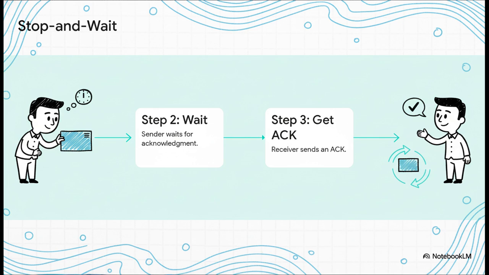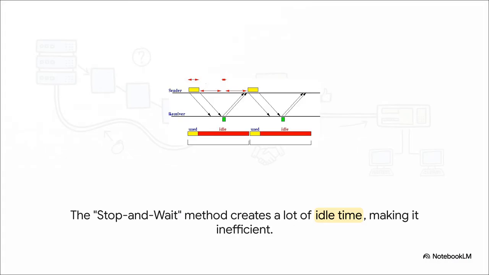Only then will it send the next frame. And this diagram shows us exactly why that's a problem. Look at all that red idle time at the bottom. That is just wasted potential. The entire connection is just sitting there doing nothing. I mean, it works, but it is painfully slow.